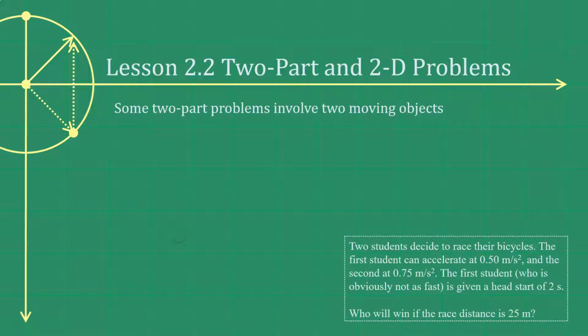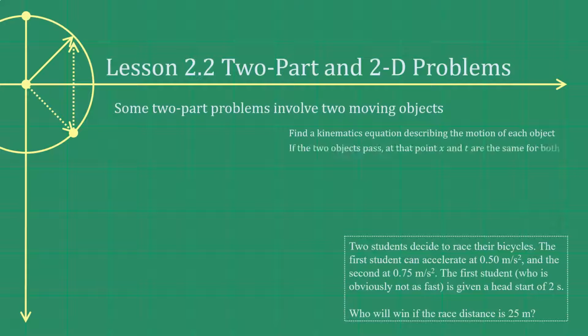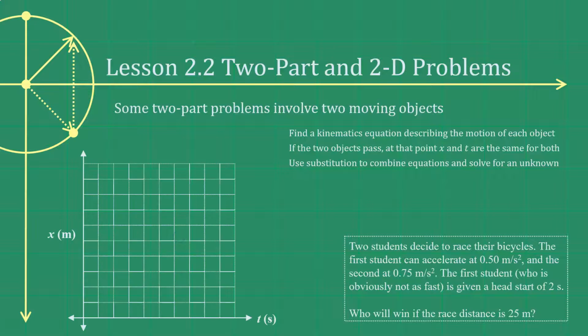Now I'm going to need to start with a plan for solving this two-part problem. And the plan is to find a kinematics equation describing the motion of each object. So I'm going to have sometimes two separate kinematics equations, sometimes it's just two of the same kinematics equations with different values plugged in. Because I have two accelerating students on bicycles, I'm probably going to use the same kinematics equation for position and acceleration. Then if the two objects pass, at that point I need to keep in mind x and t are going to be the same for both of the objects or both of the people. Right? And then lastly, I'm going to use substitution to combine the equations and solve for an unknown.